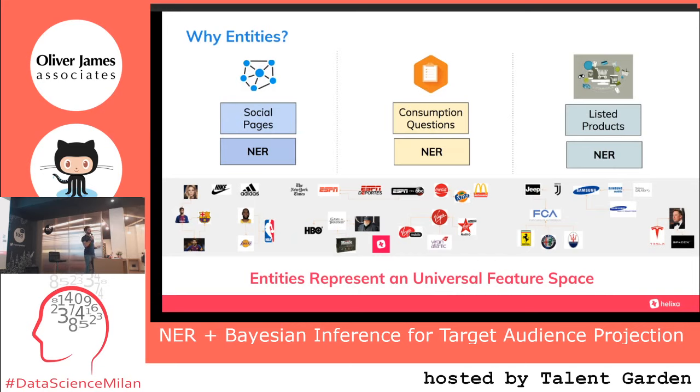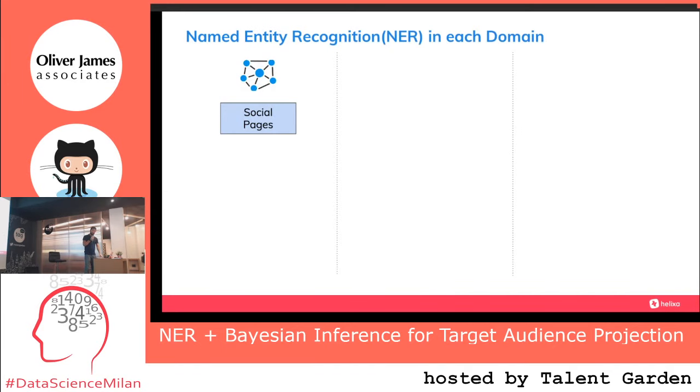First of all, why entities? Entities are great because entities represent a universal feature space. No matter what the data set is, the entities all exist regardless. If we're talking about Nike, Adidas, they exist in the social world, they exist in e-commerce, they exist everywhere. So the entities exist in the real world regardless of the data set. And we're going to leverage that information.